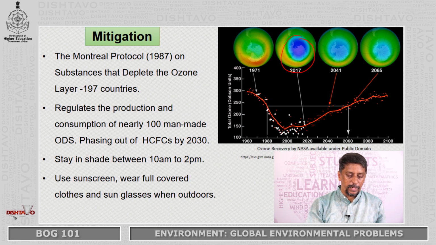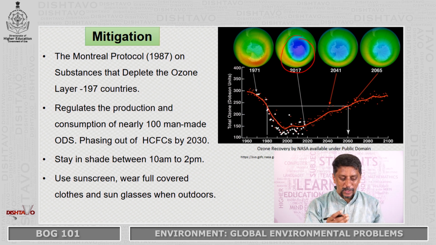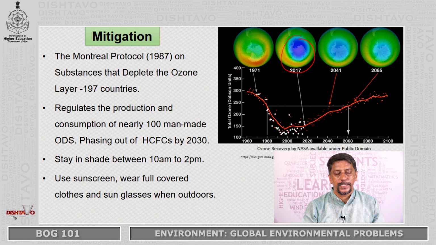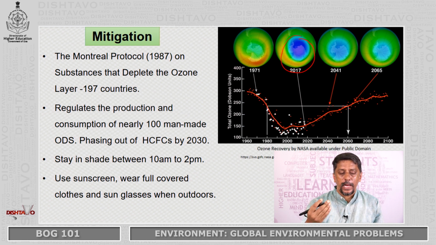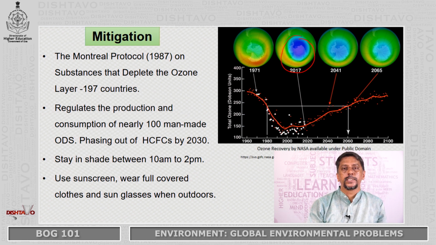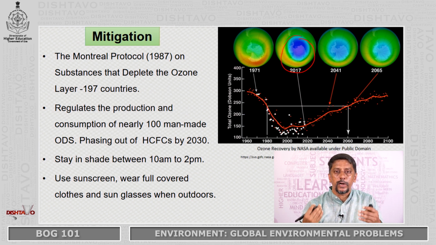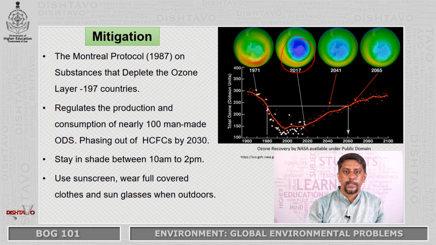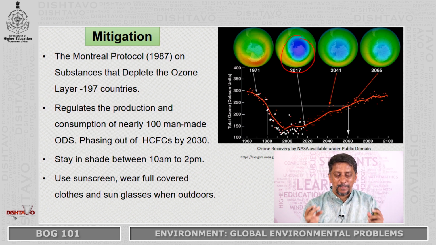So till then, my dear friends, stay in shade. We need to stay in shade, especially between 10 a.m. to 2 p.m. when the intensity of ultraviolet rays is highest. If we are going outdoors, then use sunscreen. Now we use different types of sunscreens. Wear full clothes so that you are not exposed to the ultraviolet rays during that time, which have already come down. Use your sunglasses not only to look dashing, but especially to protect your eyes from the ultraviolet rays so that you don't get cataract.